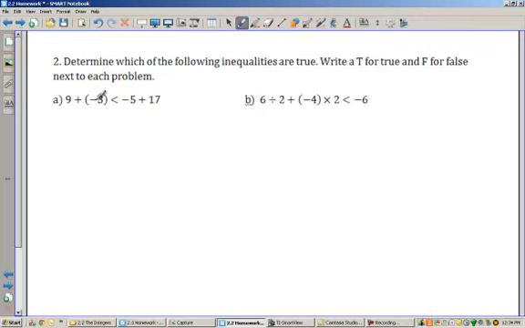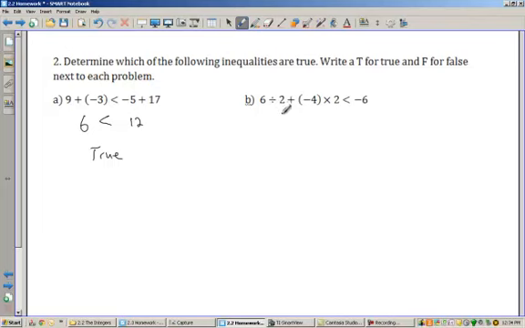So like 9 plus negative 3, well that's equal to 6. And we have the inequality symbol, which is less than, because it looks like an L. If you turn it a little bit to the left, it'll be an L. And then negative 5 plus 17, well, that's 12. And what this says is 6 is less than 12, which is true. So that's a true statement, and you can write T.